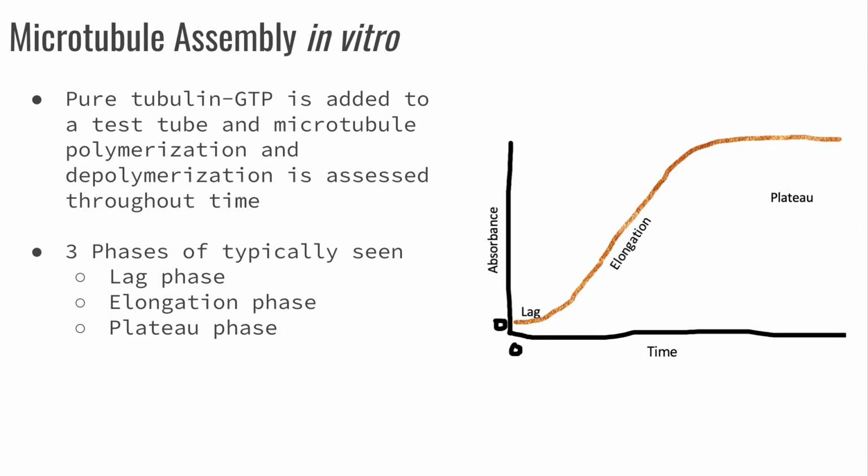And so then we basically get this graph plotted with time on the x-axis and absorbance on the y-axis. And when we look at microtubule assembly and disassembly throughout time in the test tube, we see 3 different distinct phases. We see a lag phase, an elongation phase, and a plateau.